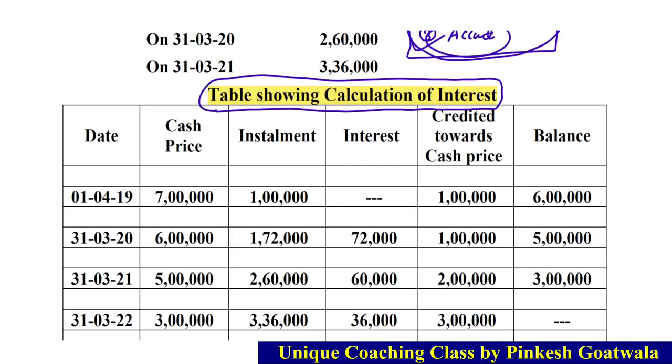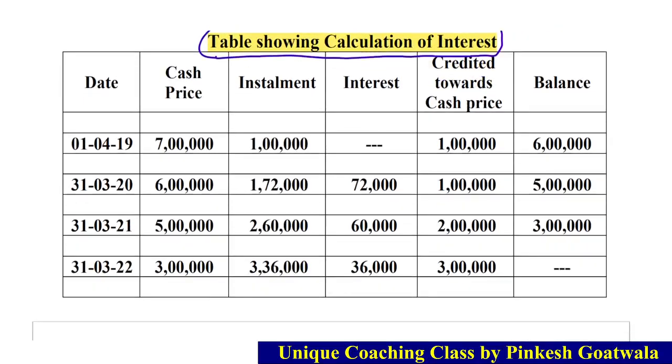Which twist points can they ask? First of all, a twist point is like this. Sometimes in a question they will not give the cash price of the asset we purchase. So that's the twist point. Because without the cash price, think about it, we cannot prepare this table, right?